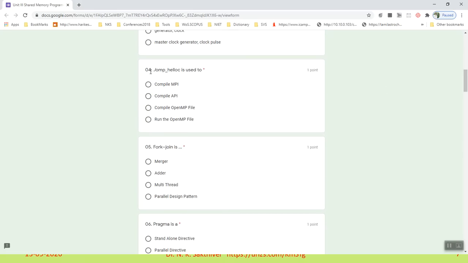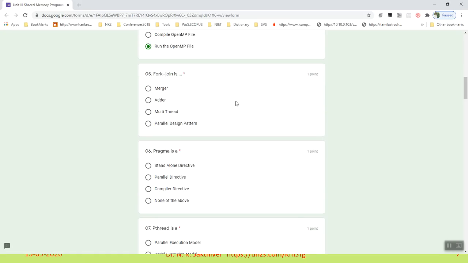Then fourth question, ./omp_hello. This is the command used to run the OpenMP file. It is not for compilation of the API, not for compilation, this is for running. So this is the command used to run the OpenMP program, and this is the correct answer.